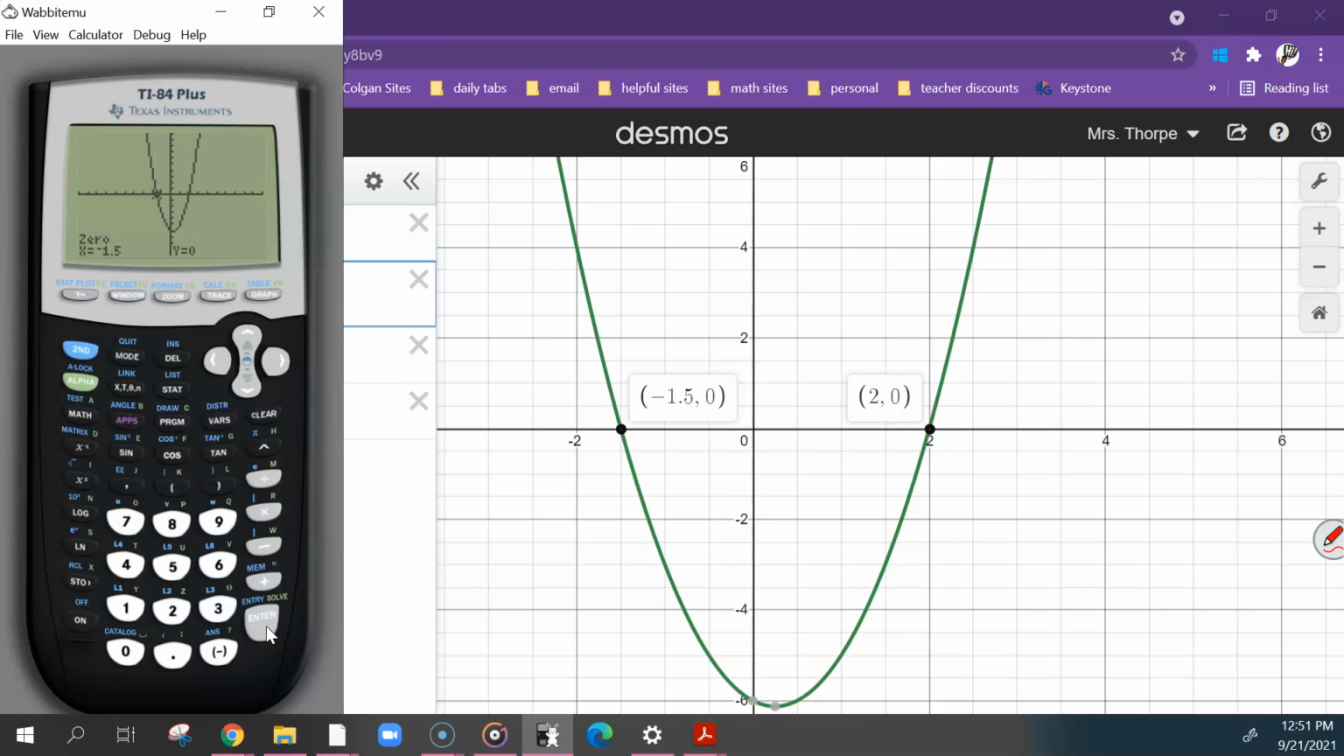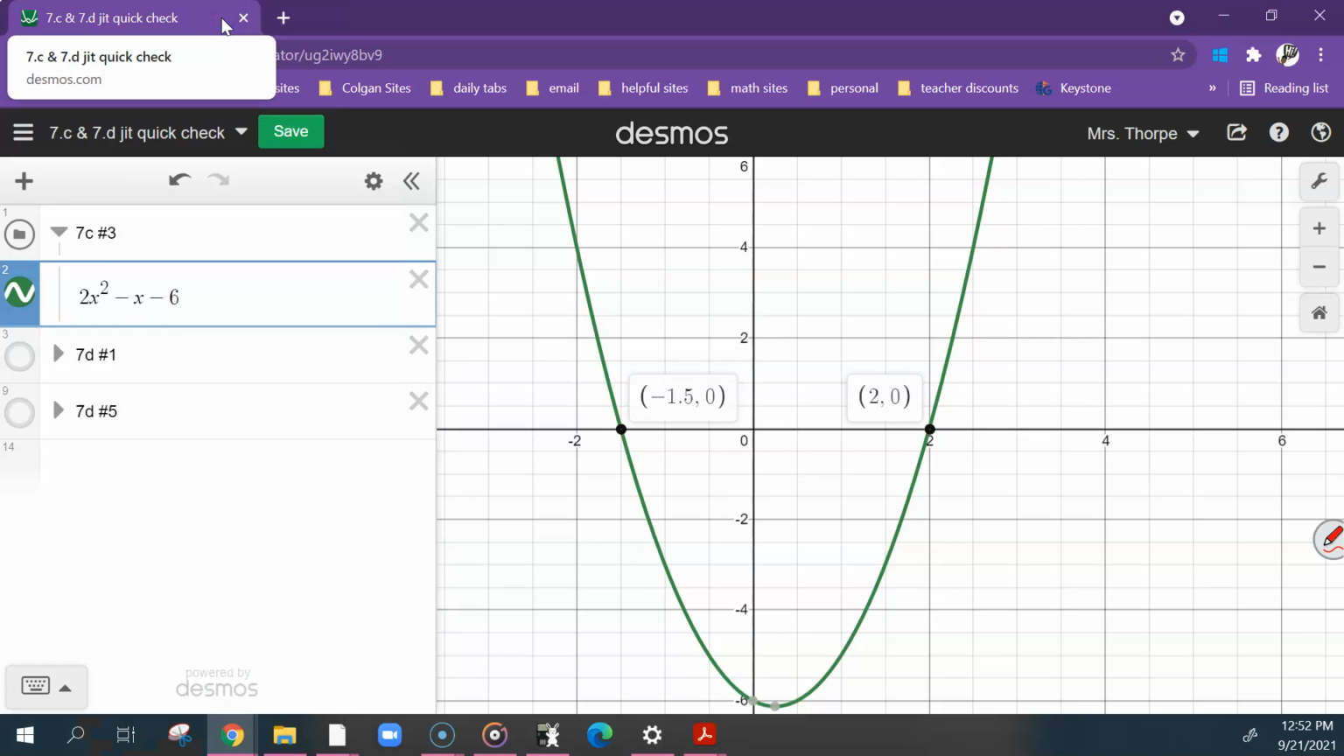Then you can do the same thing with the other side. Go back, second trace, 0 again. But now I want the left bound of this 0, so I could say like 0. Right bound of that x-intercept would be something on the right side of that, so 3, 4, 5, doesn't matter. Then hit enter again, and it would tell me in between those 2 lines is a 0 at 2. So either or, you could have done it on the calculator or on Desmos.